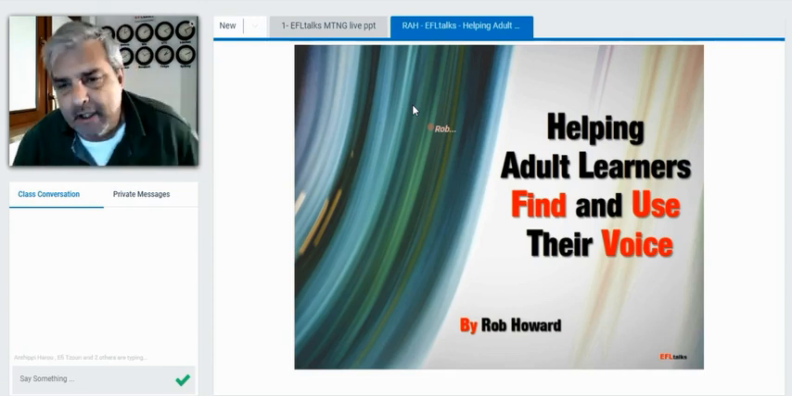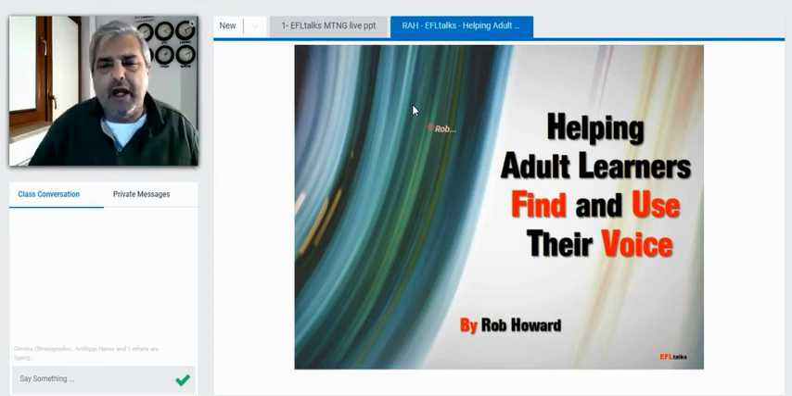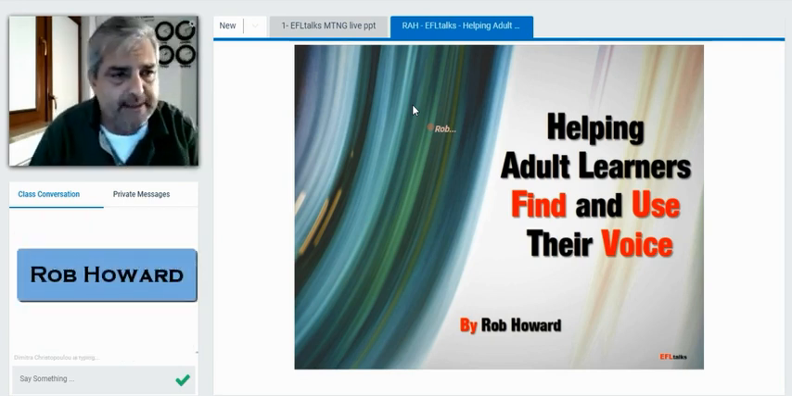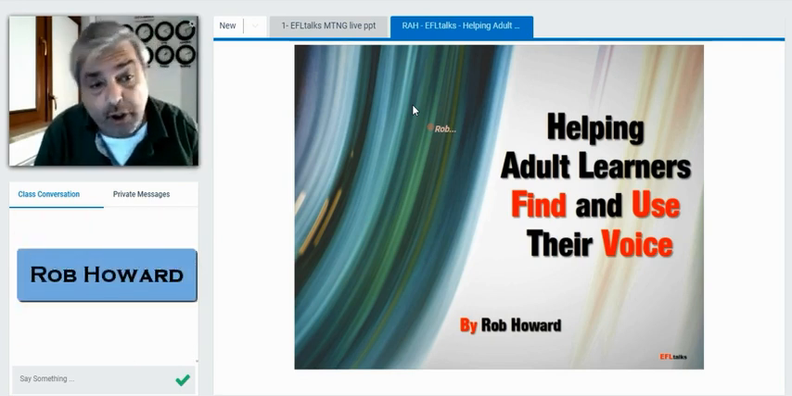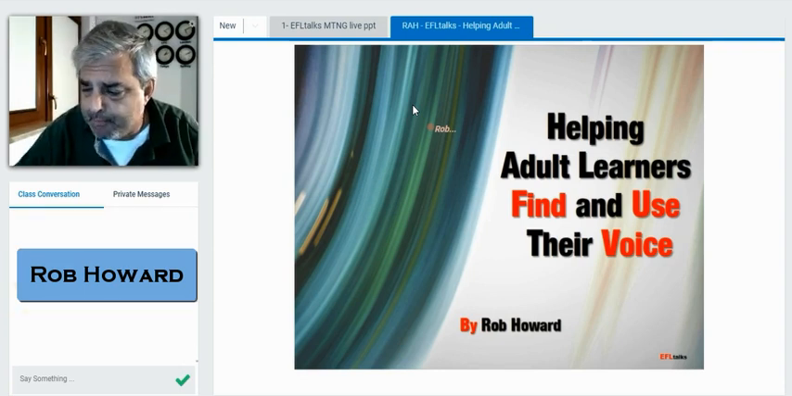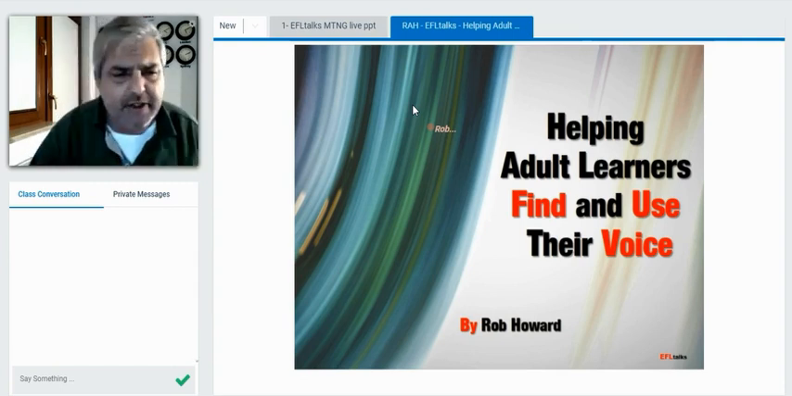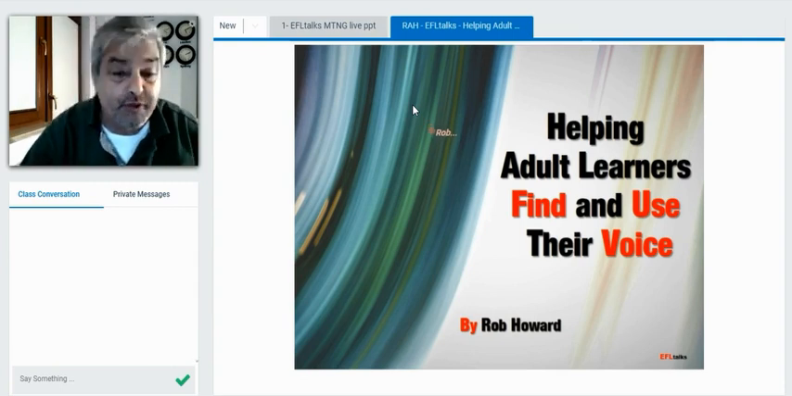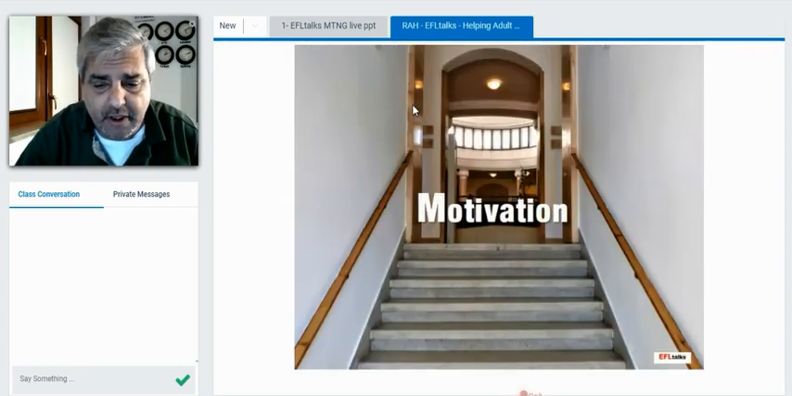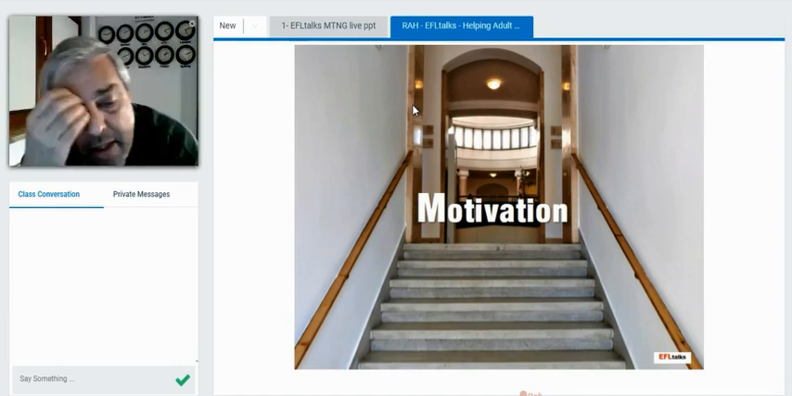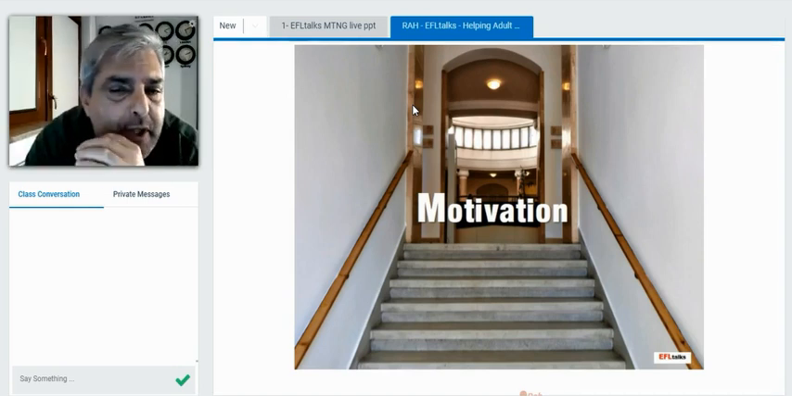So what I'm going to talk about is helping adult learners find and use their voice. A lot of what we saw today went around young learners and talked about working with teens. But specifically, there's a lot of things that are different when we're working with adult learners that need to be kept in mind.